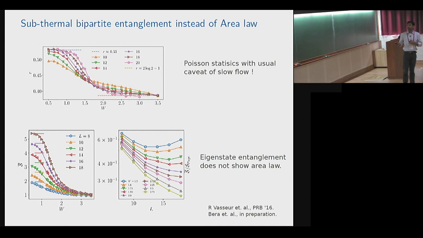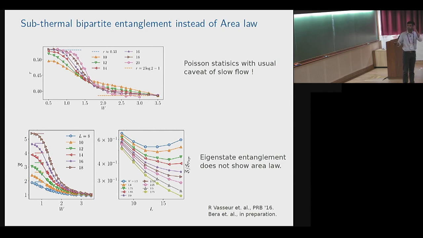So this is an interesting way to look at this data again. This is the same data, but now we plot it divided by the Page value. The Page value is essentially the ergodic value of the entanglement entropy, the maximum it can have for a bipartite situation if the system is ergodic. So this is divided by that, and then plotted as a function of system size. And what you see is that there is a turning around of this curve.